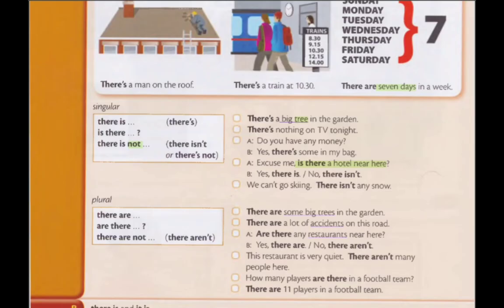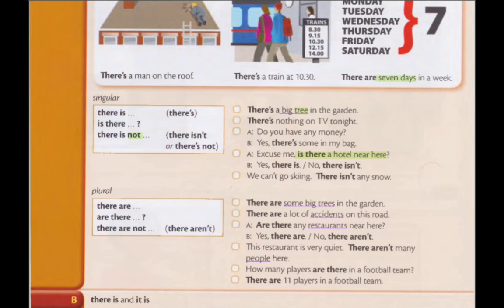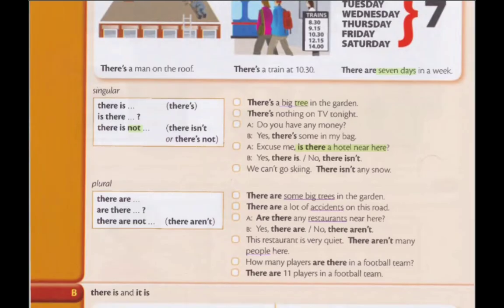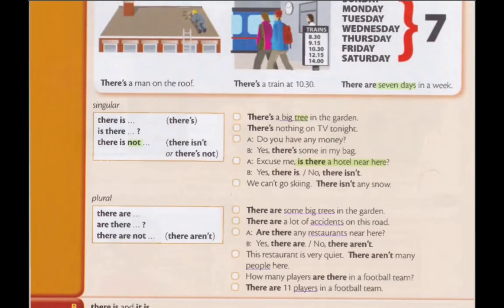This restaurant is very quiet. There aren't many people here. People is plural. How many players are there in a football team? There are 11 players, okay, in a football team. Okay, guys, the whole lesson was about there is and there are.